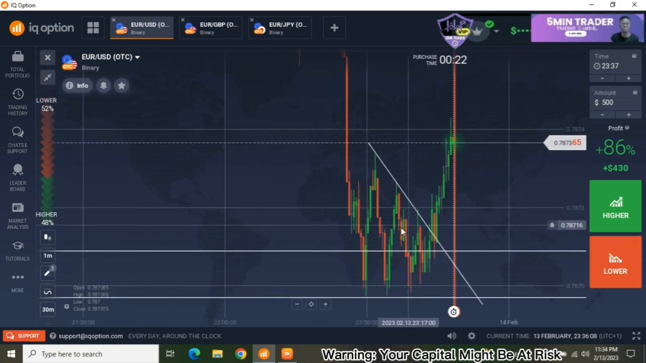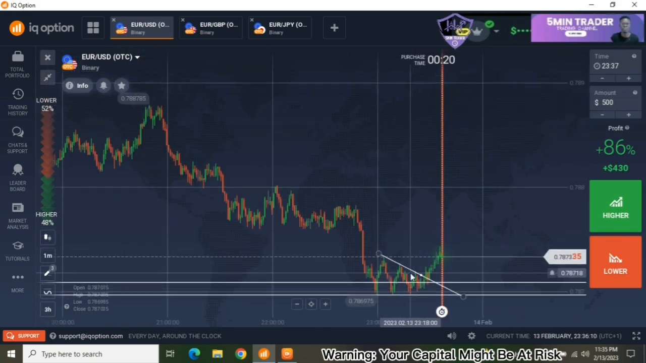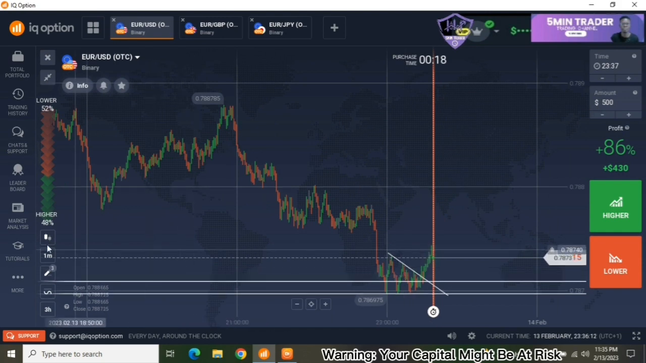So I had my level set up around here. It was the first thing I did. Now let me zoom in so I can analyze properly.